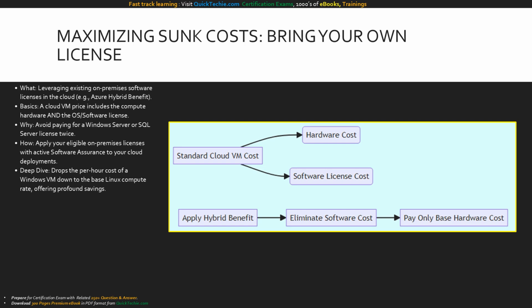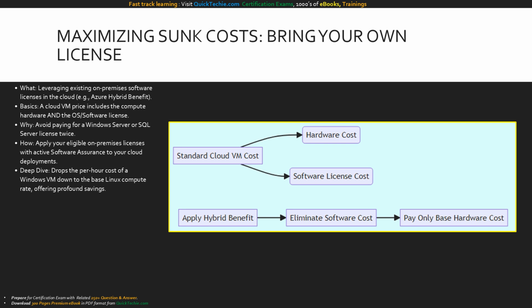As a senior expert, I always look for sunk costs that can be repurposed. Enter Bring Your Own License, known in Microsoft ecosystems as Azure Hybrid Benefit. When you rent a standard virtual machine, the hourly rate includes the physical hardware plus the software license, like Windows Server or SQL Server. But what if your company already bought those licenses for your on-premises data center? By applying your existing licenses with active software assurance to the cloud, you strip the software cost out of the cloud billing rate. Suddenly, you are running premium Windows workloads at the base compute price of a Linux machine.